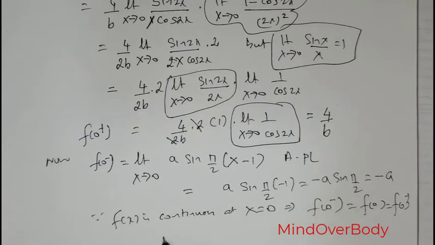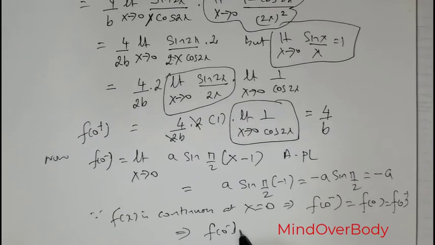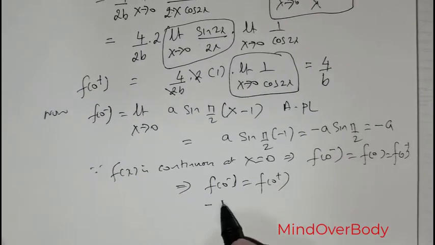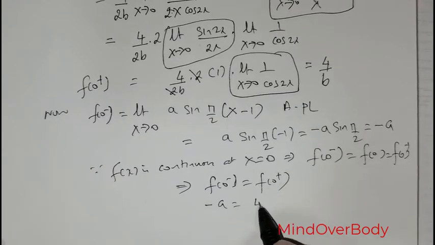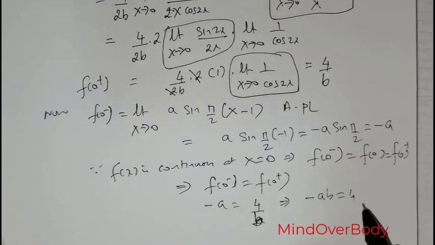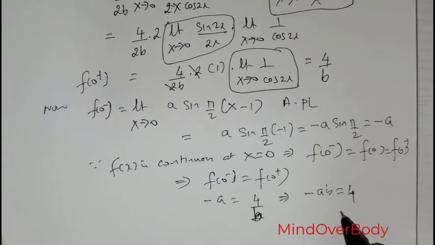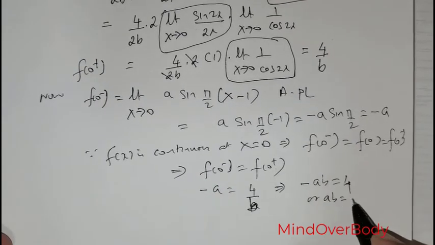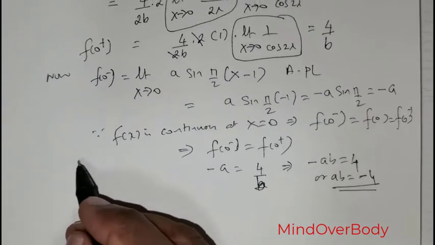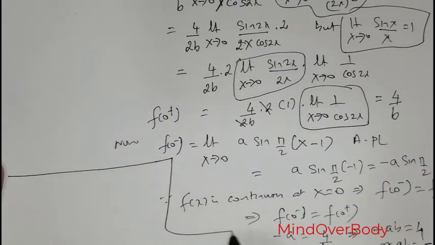Okay, so f of 0 I know. So in fact this means f of 0 minus is equal to f of 0 plus. F of 0 is negative a, f of 0 plus is 4 over b. So this is what we have got. So from here I can write negative ab is equal to 4, or ab is equal to negative 4. Hence, let me just use the space here.